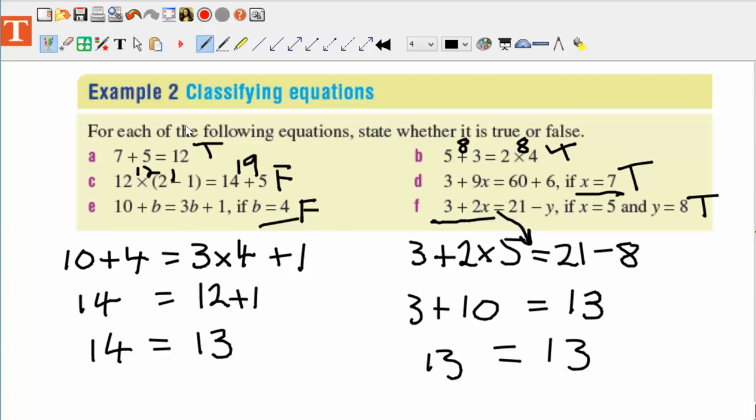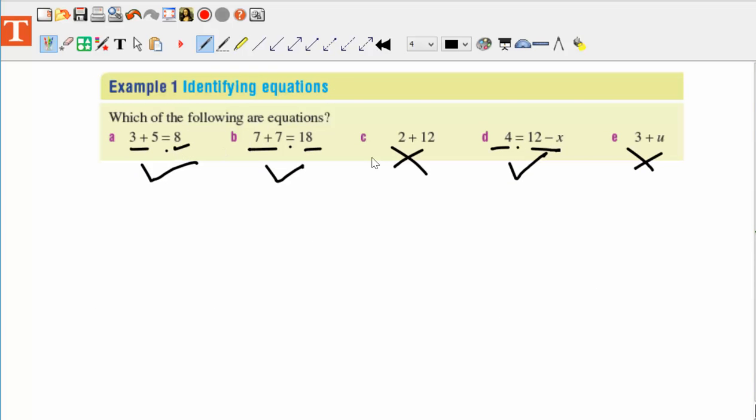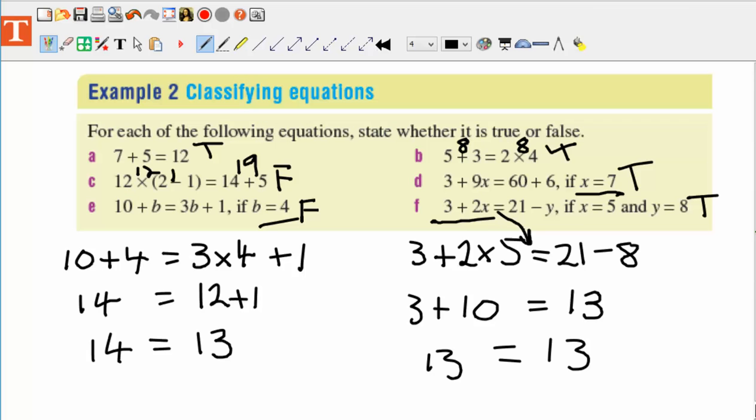Alright, hopefully that makes sense to you. So you've learnt so far deciding what are equations or what are not. Equations have an equal sign and something on the left and something on the right. You then work out whether they are true or false. True being both left and right sides will be equal. False is left and right sides will not be equal.